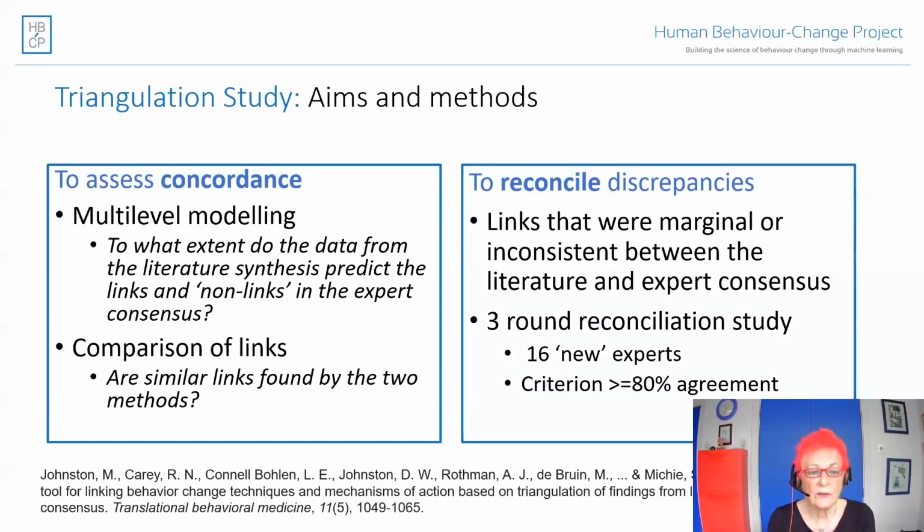First of all, we assessed concordance, and we used multi-level modelling to see to what extent the data from one study predicted the data from the other study. And then we compared the links. So we found evidence of concordance, and then we looked to see whether similar links were found by the 2 methods. Secondly, there were some discrepancies, links that were marginal or inconsistent between the 2. And so we conducted a reconciliation study in which we involved 16 new experts and looked for agreement between them as to whether or not there was a link. And here again, we looked for the 80% agreement level.